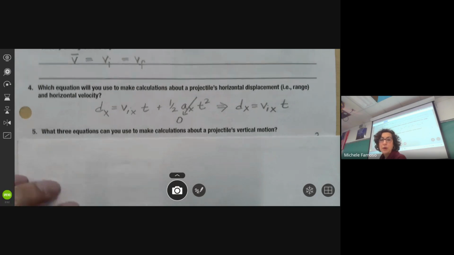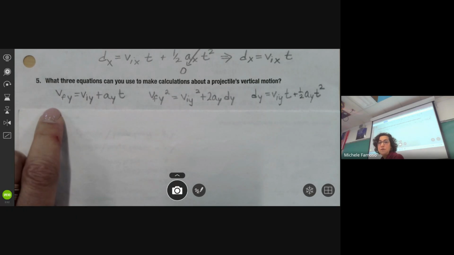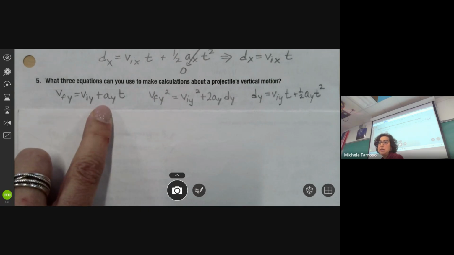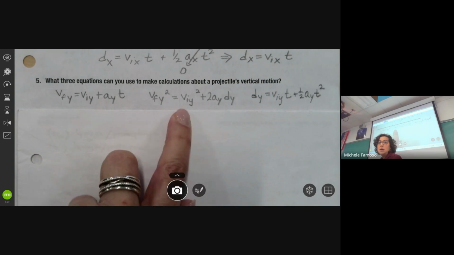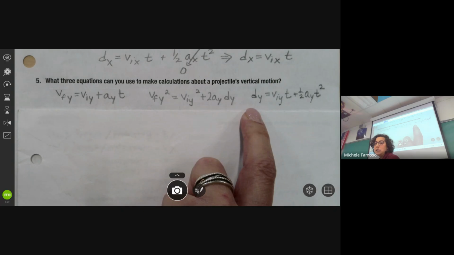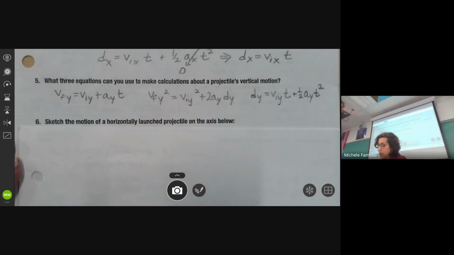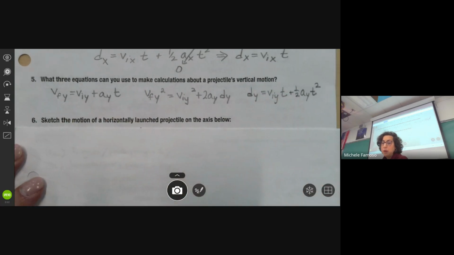Number 5, what 3 equations can you use to make calculations about a projectile's vertical motion? You have 3 of them. They are v_f = v_i + at, v_f² = v_i² + 2ad, and d = v_i t + 1/2 a t². I just added y subscripts to everything, but you don't have to do that. Nothing cancels out, by the way.